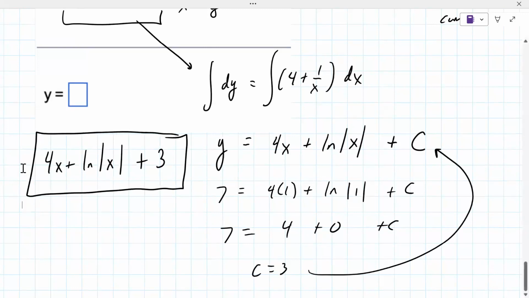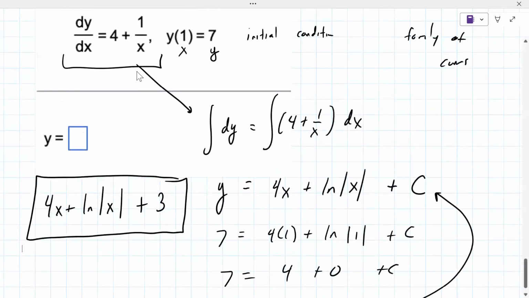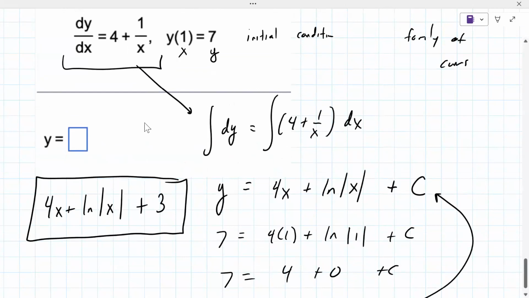And like I said, you just take a derivative of this. Derivative of 4x is 4, check. Natural log of x is 1 over x, derivative of constant is 0, and you have it.